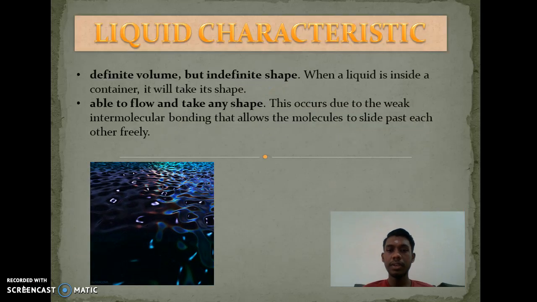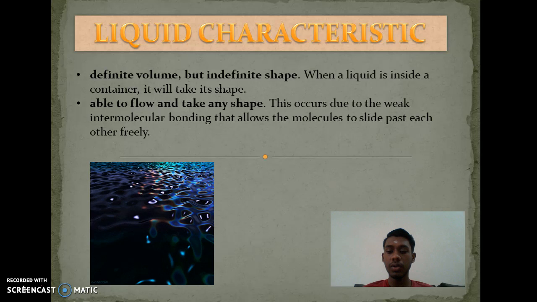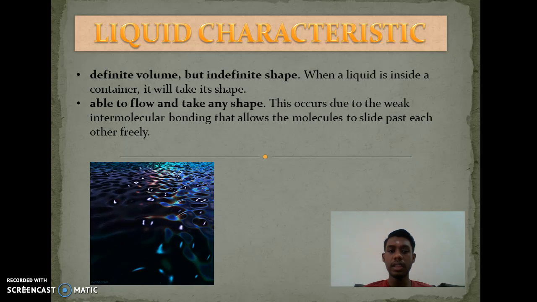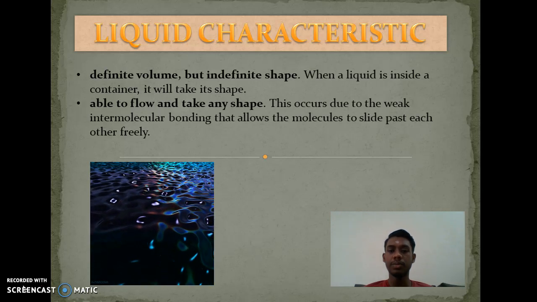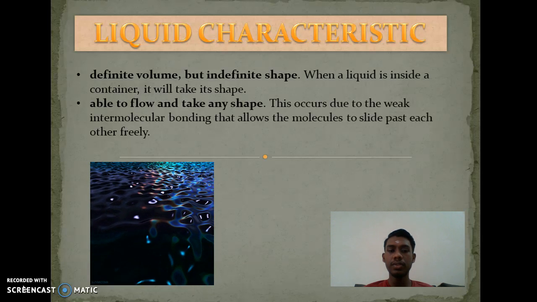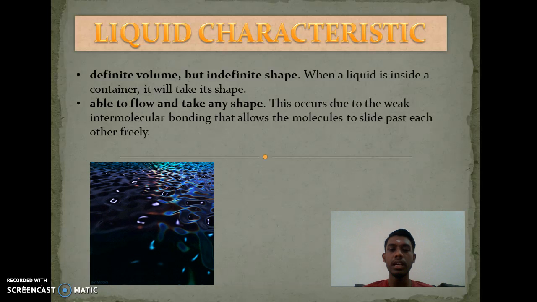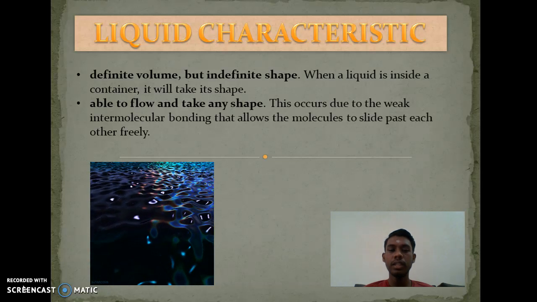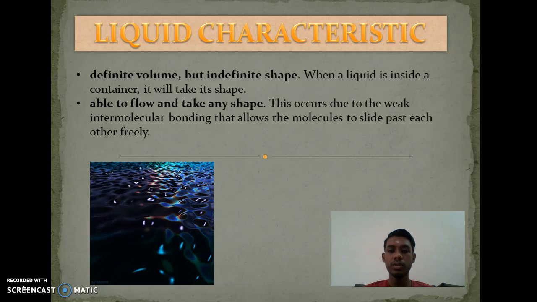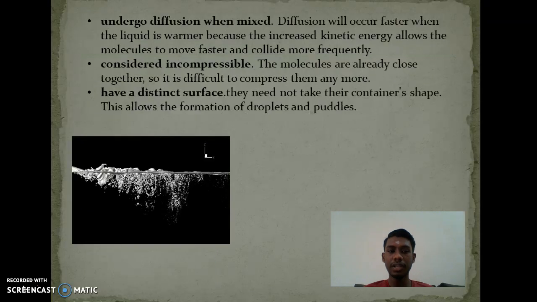So first, liquid characteristics. There are a lot of liquid characteristics. First is definite volume but indefinite shape. When a liquid is inside a container, it will take its shape. Second, able to flow and take any shape. This occurs due to the weak intermolecular bonding that allows the molecules to slide past each other freely.